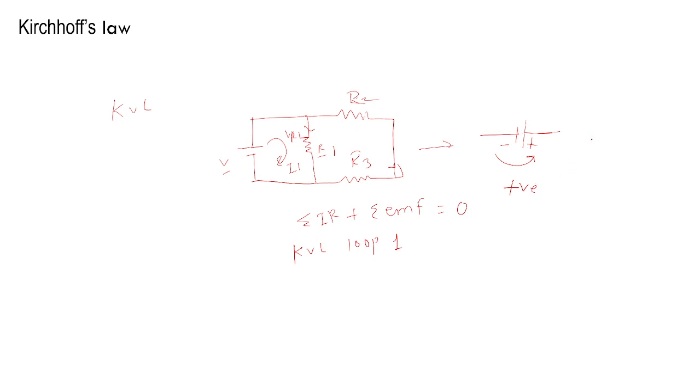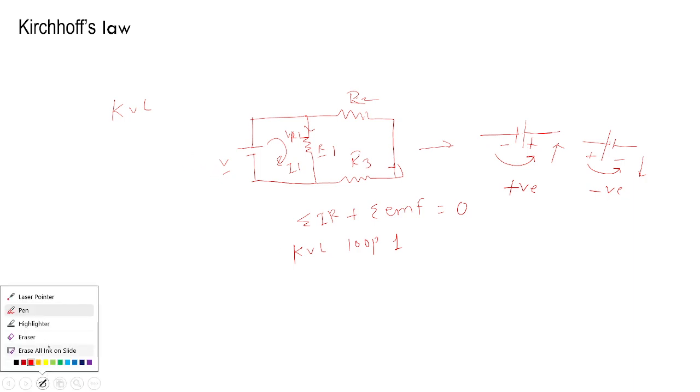For example, if you are traveling from positive to negative, then we need to consider negative sign because it is fall in voltage. So here is a fall in voltage and here is a rise in voltage. To apply the KVL, we need to know this very simple rule. Now we are going to apply KVL to this given circuit, or we can take another diagram and then we will discuss how to apply the KVL.